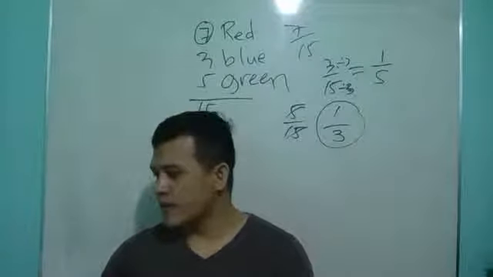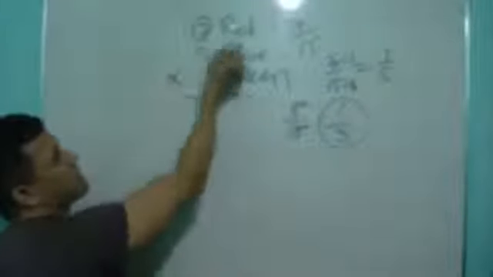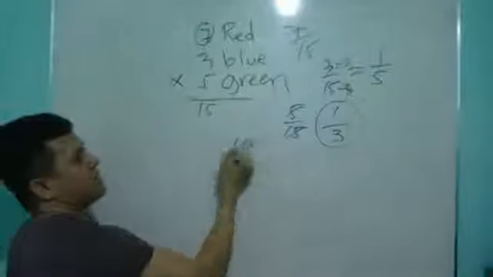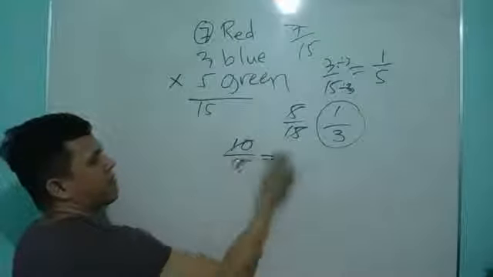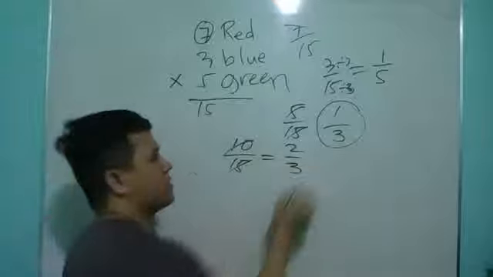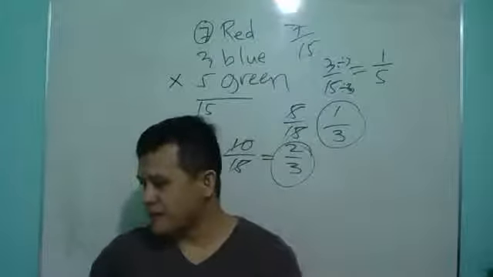Next, number 4. What is the probability that it is not green? Not green, so we have 7 plus 3, which is red and blue. So that's 10 over 15, right? The total is 7 plus 3. 10 over 15 divided by 5, so we have 2 over 3. So the probability is 2/3, and that's letter B.